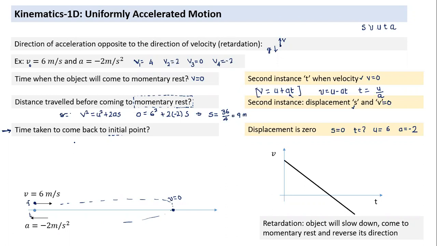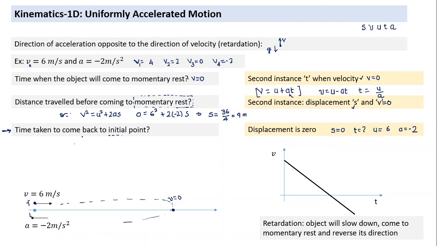Ananya, which equation should I use here now? S equal to ut plus half at square. Are you able to understand why? This is the first thing I have to understand: initial point means what? It has come to the same point, its position has become the same. If position becomes the same, the displacement is 0. If displacement is 0, S is 0.